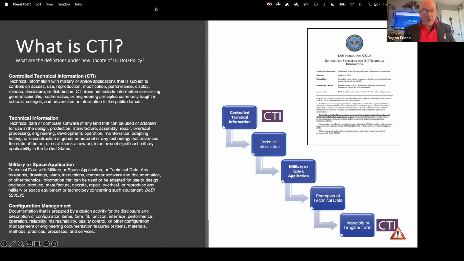Okay. And then the configuration management. It's not configuration management in the IT sense. It's configuration management in the sense of the product's fit, form, or function. Documentation that is prepared by a design activity, that means the creator of the CUI or CTI, for the disclosure or description of configuration items, fit, form, and function, interface, performance, operation, reliability, maintainability, quality control, or other configuration management or engineering documentation, features, items, materials, methods, processes, and services. So these are the four cornerstone definitions which represent what controlled technical information is and is not.